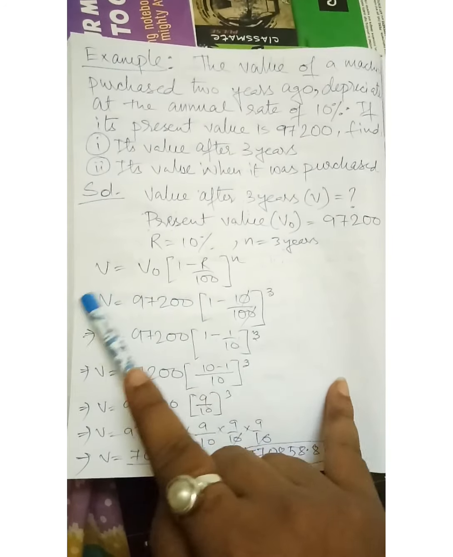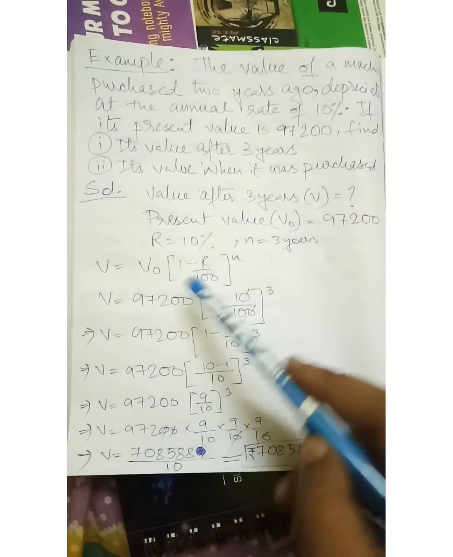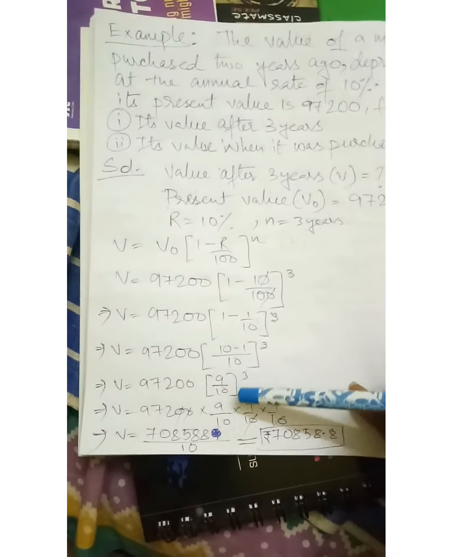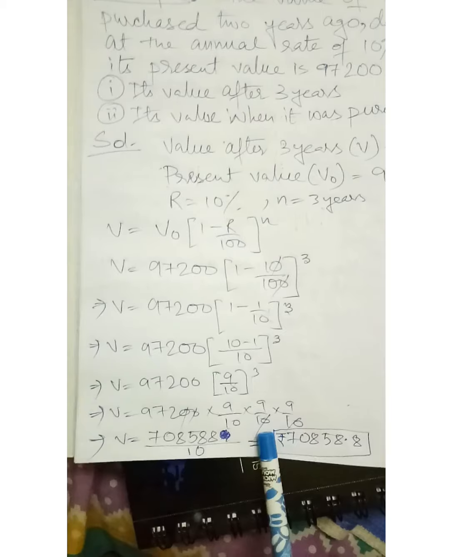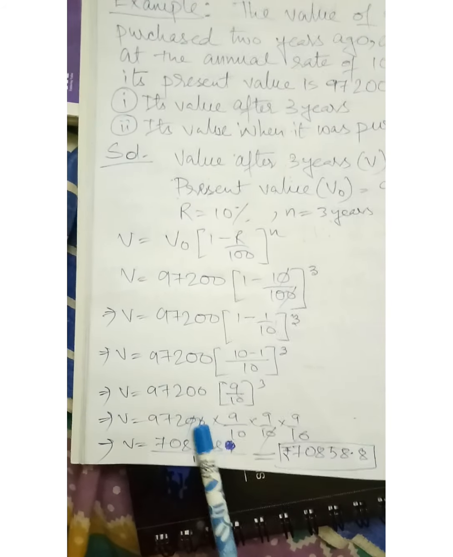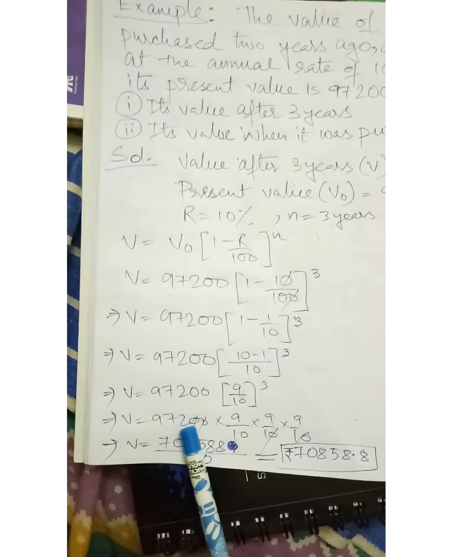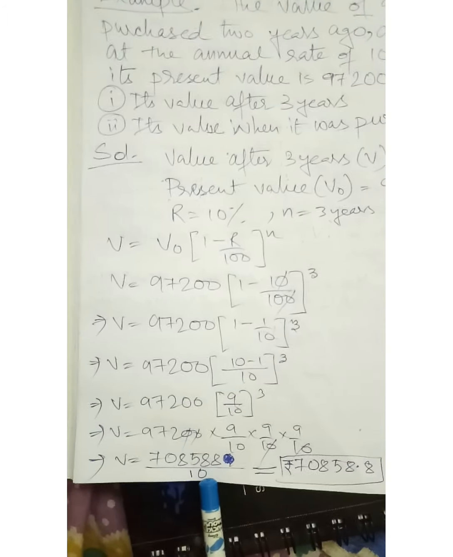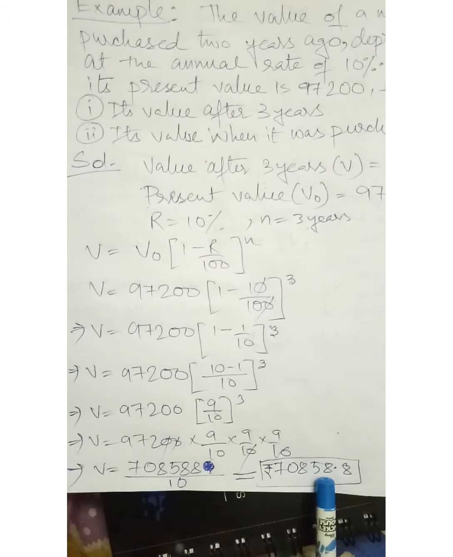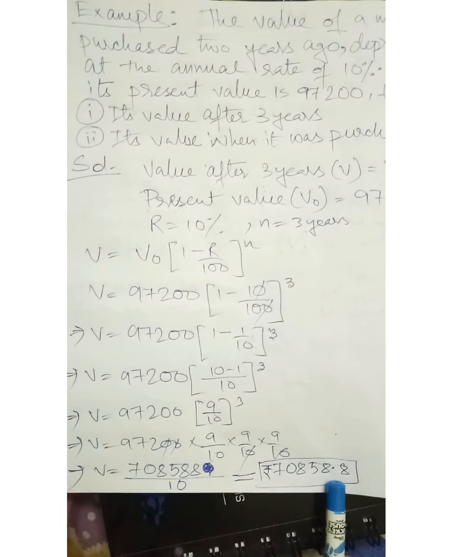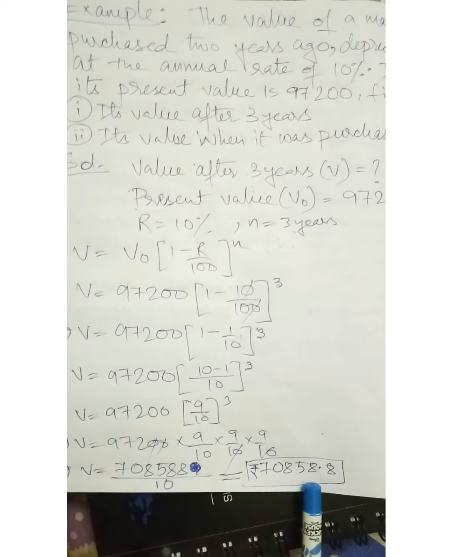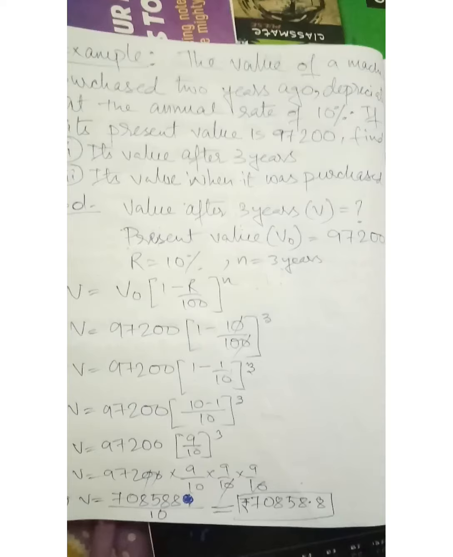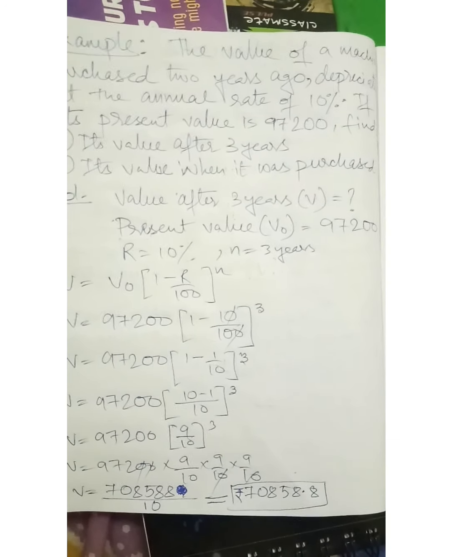Now I put the formula over here and substitute the values. You have to be very careful about the minus, because it is depreciation. After calculating, the zero cancels out with the 10, but don't cancel the 10 here, because the power is given. Multiply all of this and divide by 10; it will be easier to find the decimal place. The answer is 70,858.80. If you like, pause the video and write it down again.